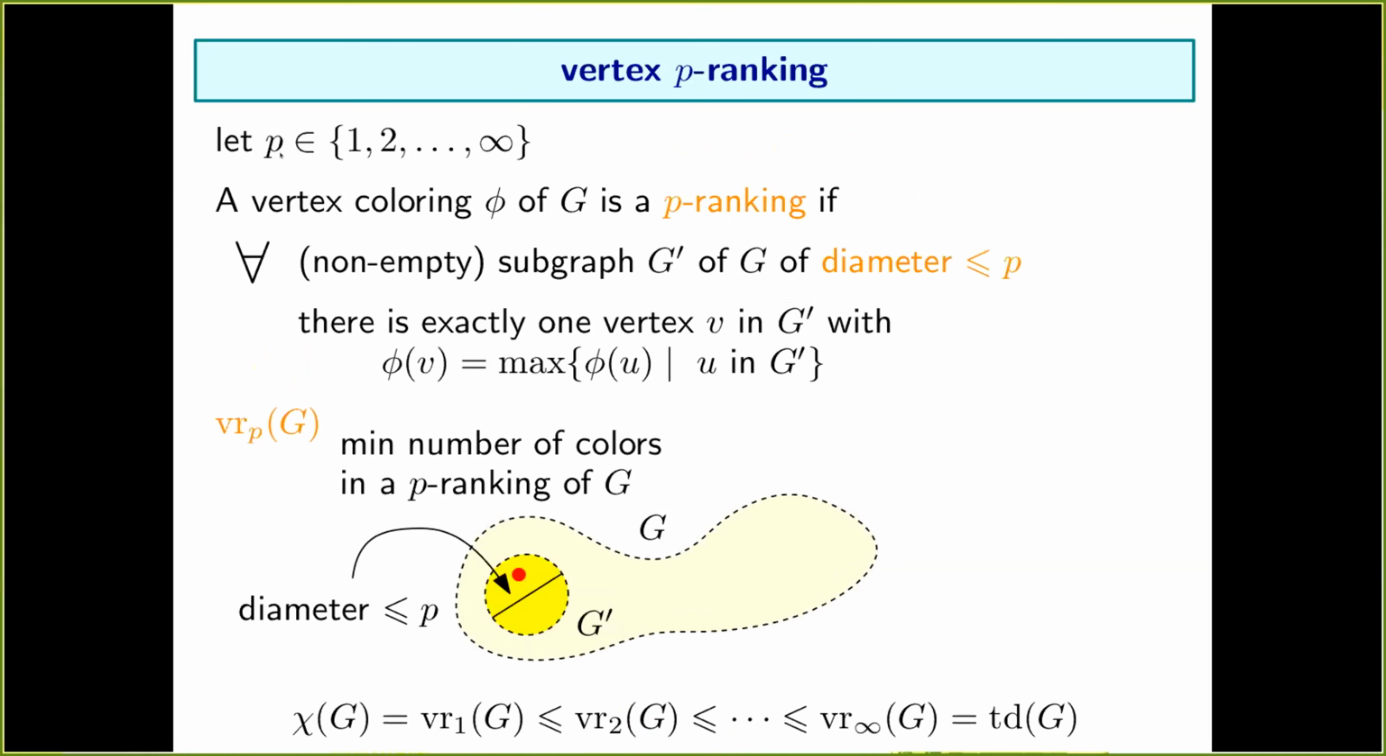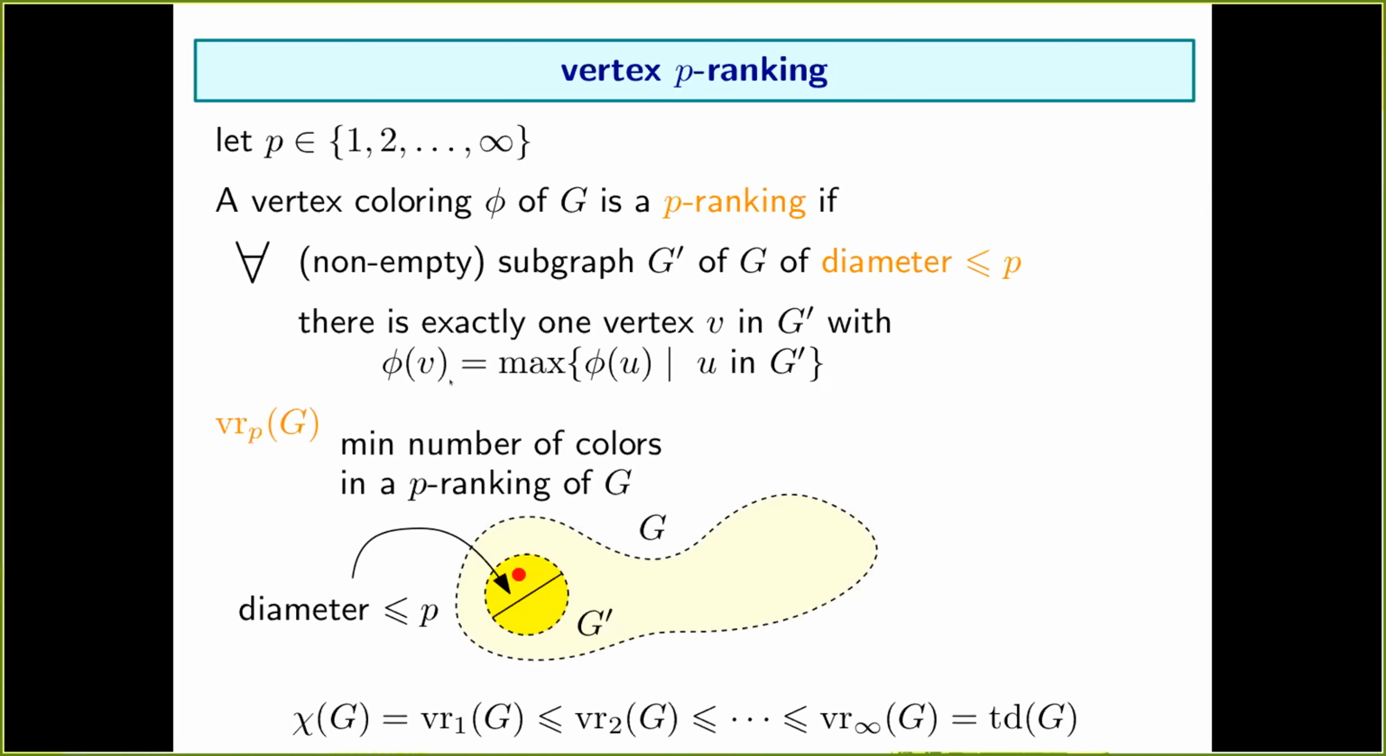Let's have a look. So we have an integer p, and we have a vertex coloring, which now we are going to call a p-ranking. It's a p-ranking if for every subgraph, which should still be connected, and I require that it has bounded diameter at most p, so every subgraph of diameter at most p of my graph has the property under this coloring that the maximum value of a color appears exactly once.